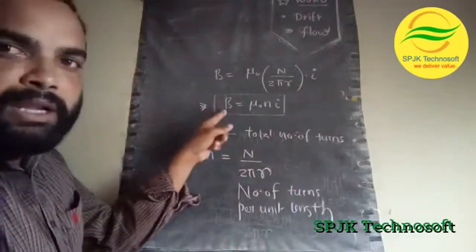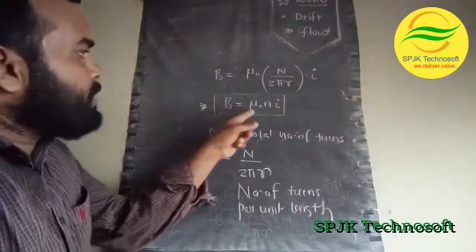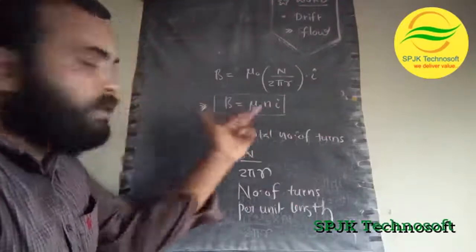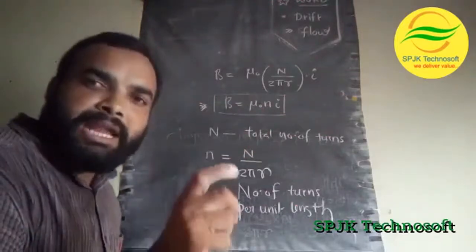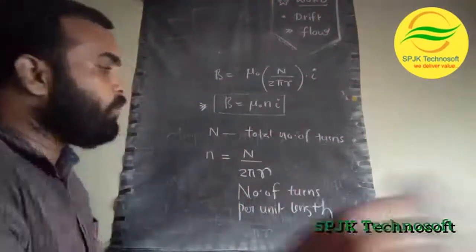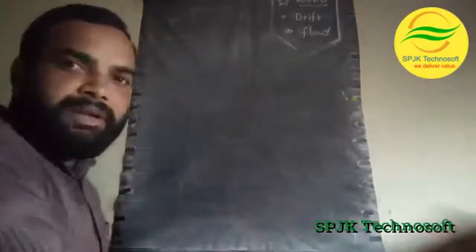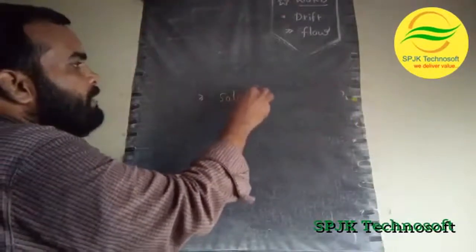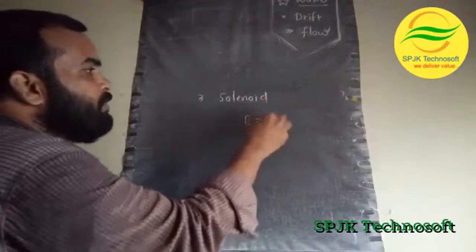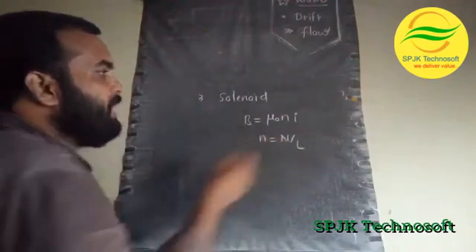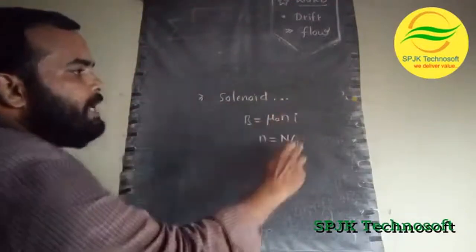The same expression you can observe in the case of a solenoid also, but the n value will vary. Here n is capital N by capital L, the number of turns per length of the solenoid. These toroids are also used in electromagnets in industries. Finally, in the case of a solenoid, capital B is equal to mu naught n into I, where small n stands for capital N by L. Here L is the length of the solenoid.